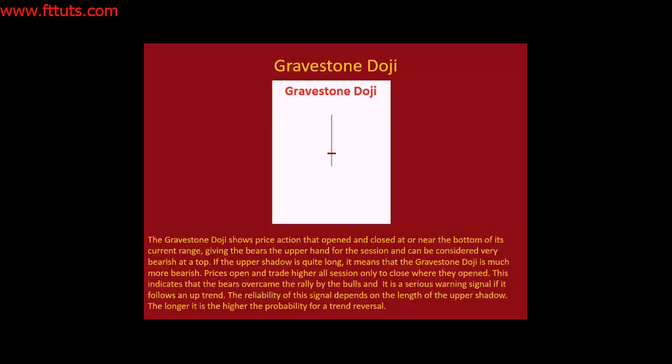Prices open and trade higher all session, only to close where they opened. This indicates that the bears overcame the rally by the bulls, and it is a serious warning signal if it follows an uptrend. The reliability of this signal depends on the length of the upper shadow. The longer it is, the higher the probability for a trend reversal.